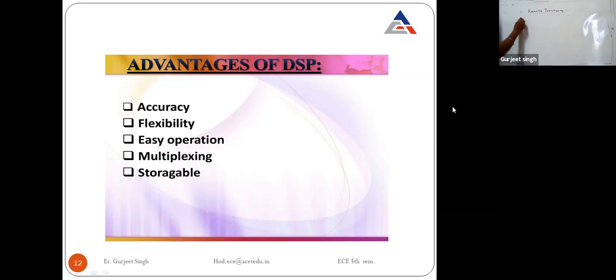Then multiplexing is possible. We use multiplexing techniques in DSP processors, so we can send a large amount of data with the help of multiplexing. It is also storable, with easy operation and easy upgrade. Easy upgrade means that if we upgrade an analog signal processor, we have to change the hardware, but here we change only the program. So the DSP processor is easily upgraded.